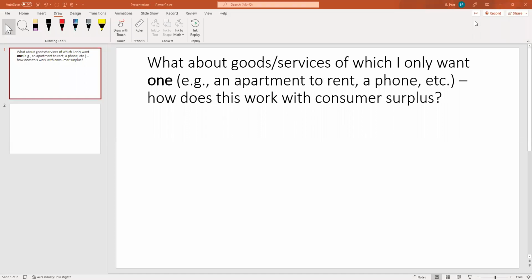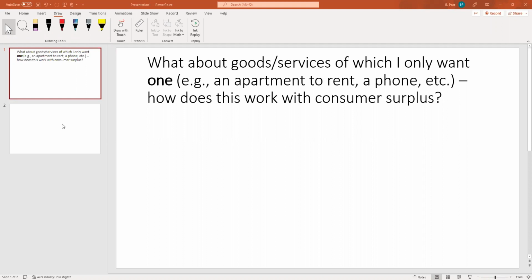Hi, everyone. I had an interesting question come up related to consumer surplus and how to think about that in a specific context. The idea was, what about goods or services where I really only want one of them? Maybe like a phone. Most people don't need more than one of those, or an apartment to rent. It's kind of too expensive to have more than one of those. So how to think about consumer surplus?